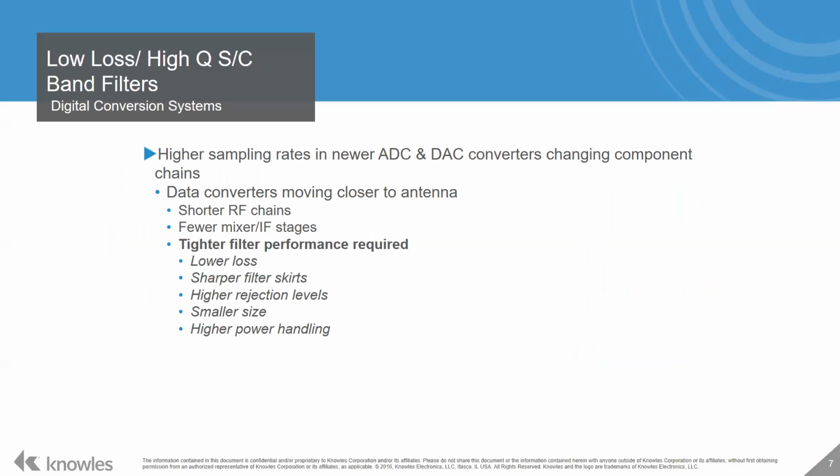So in digital conversion systems, we have higher sampling rates in newer ADC and DAC converters, changing our component chains. Data converters are moving closer to the antenna, with shorter RF chains, fewer mixer and IF stages. This requires tighter filter performance with lower loss, sharper filter skirts, higher rejection levels, smaller size, and higher power handling.